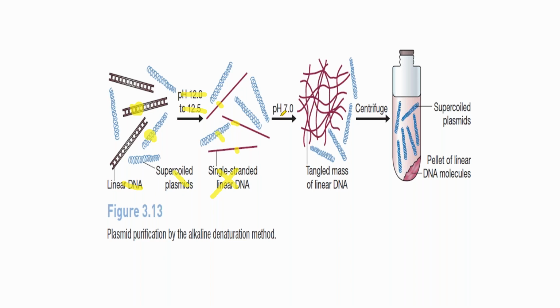Followed by this, the pH is brought to 7 by adding an acid. The single-stranded linear DNA is converted into a tangled mass. You can see the mass. Whereas in this step also, the plasmid DNA will remain intact. Centrifugation will lead to the pelleting of linear DNA molecules, whereas supercoiled plasmids will remain in the supernatant in the same form, which can be further separated out. Clear? So that is about the first method for isolation and purification of plasmids based on conformation.